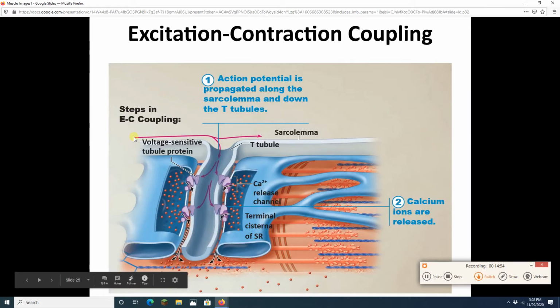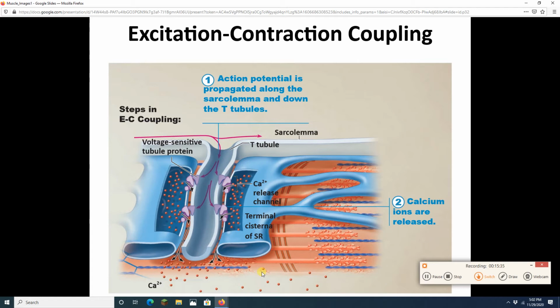The action potential goes along down the T-tubule. It causes a series of proteins to change their shape, which lets calcium get released. And calcium is now in the sarcoplasm. So the action potential down the T-tubule makes the cisternae release the calcium into the sarcoplasm. Okay, now what? What is that calcium going to do? Well, we can probably guess somehow that calcium is going to cause contraction.